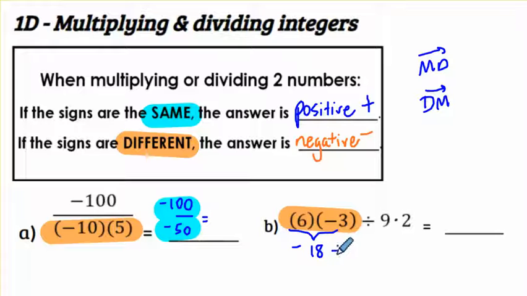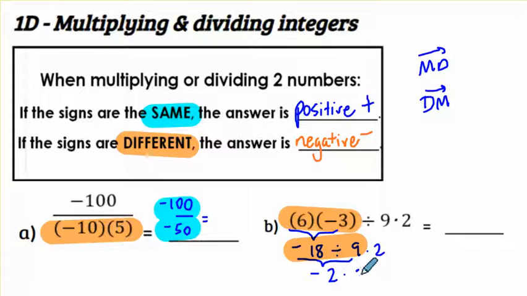Now, this is where many of you started to have some trouble. I can't tell you how many times I saw people multiply the 9 times the 2. Remember, division is going to come before multiplication from left to right. So now what we're doing is we're doing the negative 18 divided by the positive 9. And again, these are different signs. This is a negative, this is a positive. When signs are different, we're going to get a negative answer. So negative 18 divided by positive 9 is going to be a negative 2.